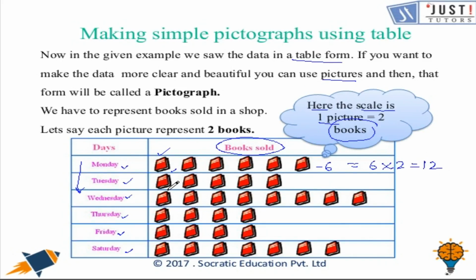Similarly, if we check Tuesday, we have 5 books. That means 5 pictures represent 5 times 2, which is 10 books. And so on. You can work out how many books were sold on each day. So this is a very effective manner of representing big data using a pictograph, which is scaling. So scaling is the word.